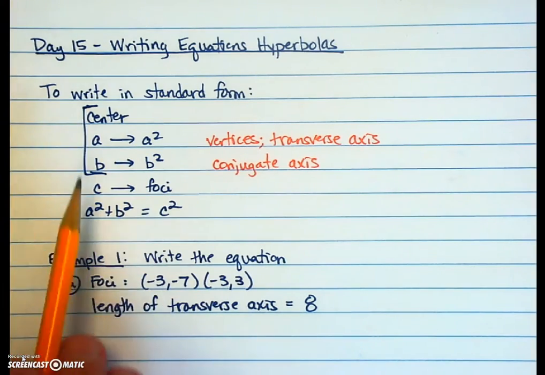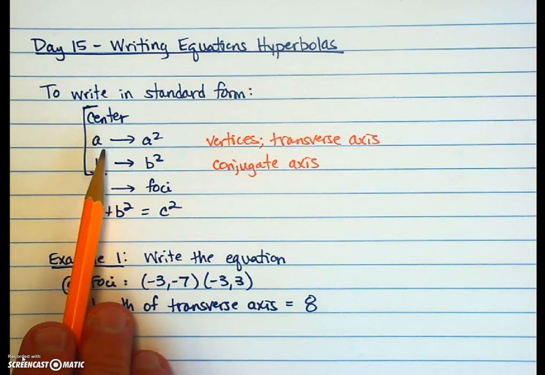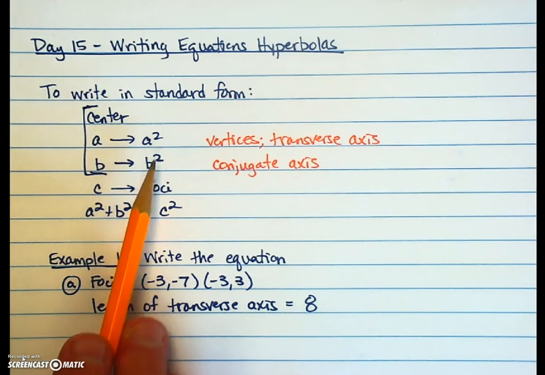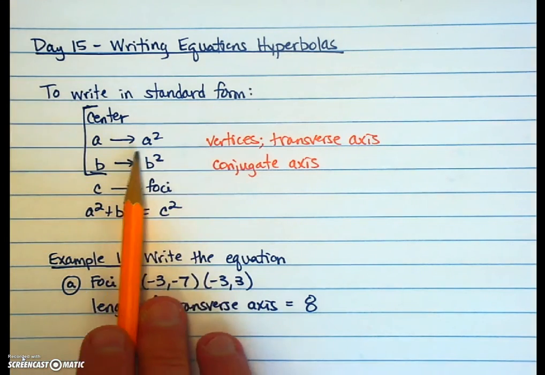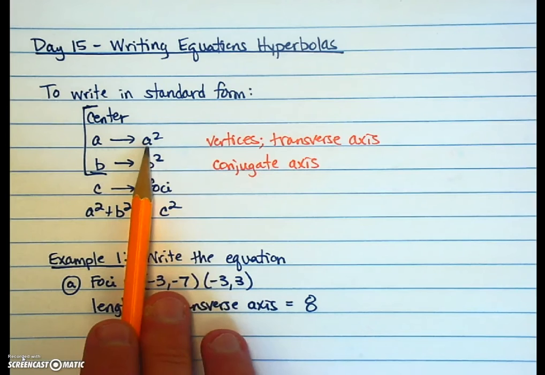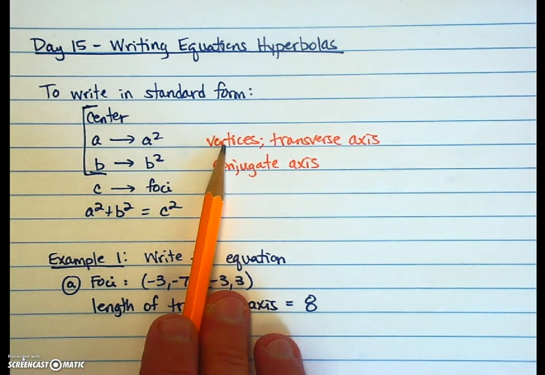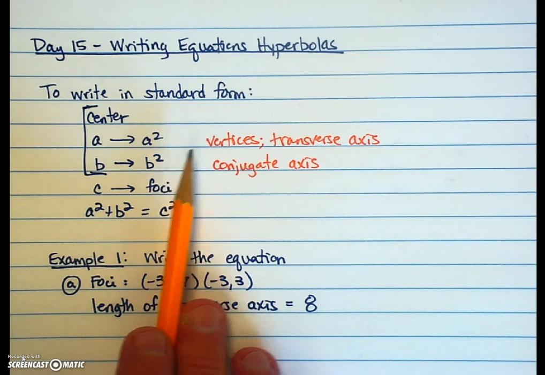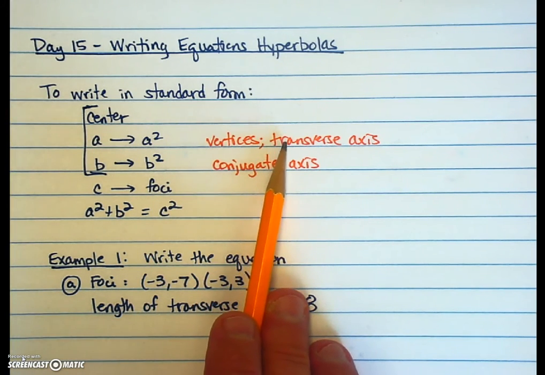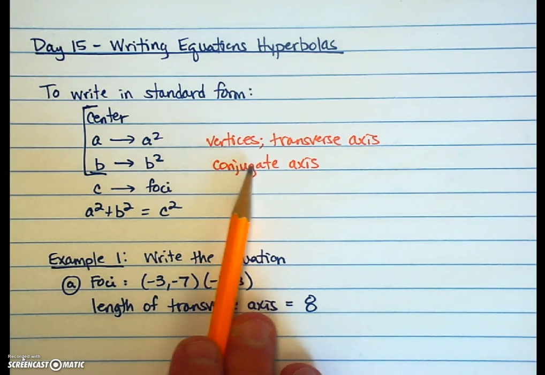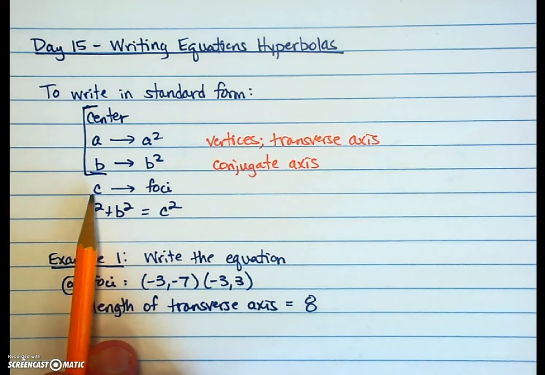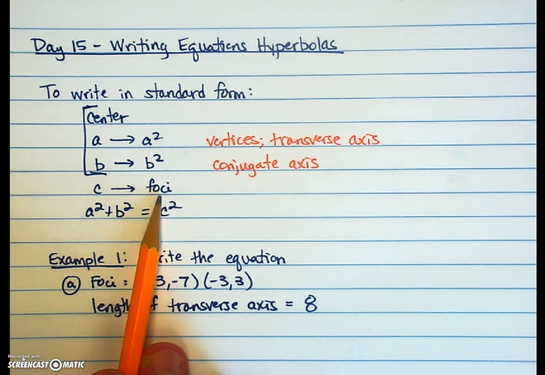This doesn't change. To write in standard form, you still have to know the center, and you need to know A and B, because then we can get A squared and B squared. Remember from the ellipse, the A value told us our vertices. That was the distance from the center to our vertices. It's the same thing for a hyperbola. And then it also deals with the transverse axis, which remember we talked about was similar to your major axis for an ellipse. The B value deals with the conjugate axis. Our C value still deals with our focal points, the distance from the center to our focal points.